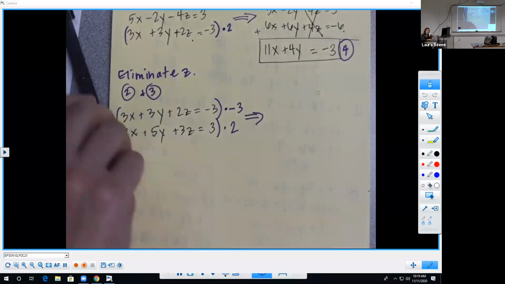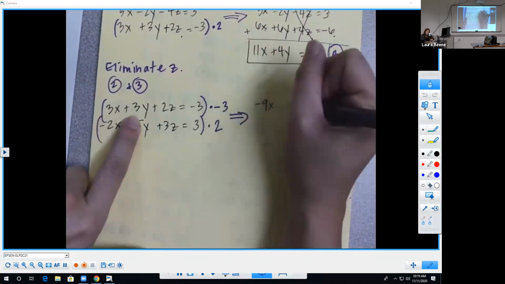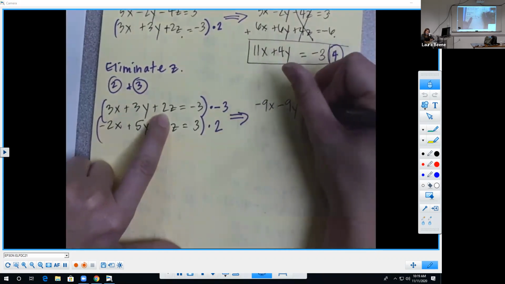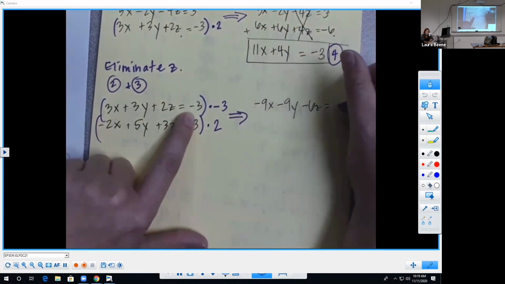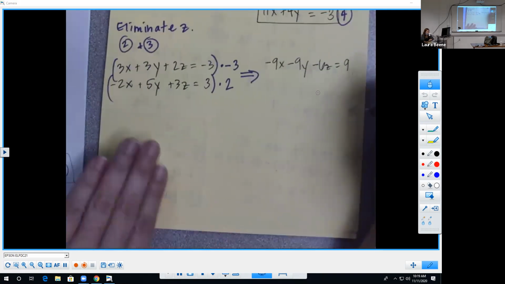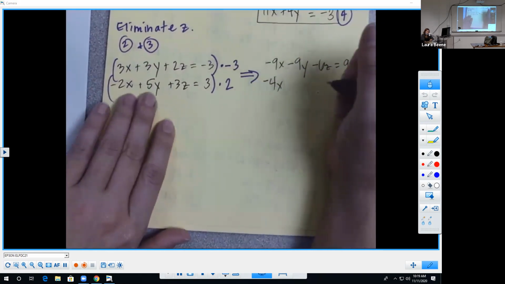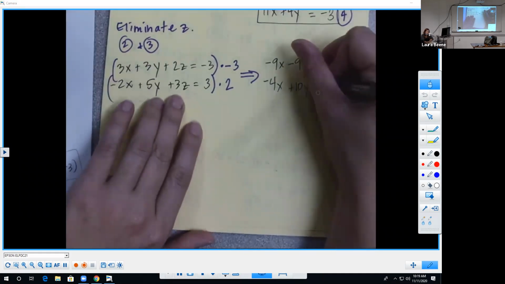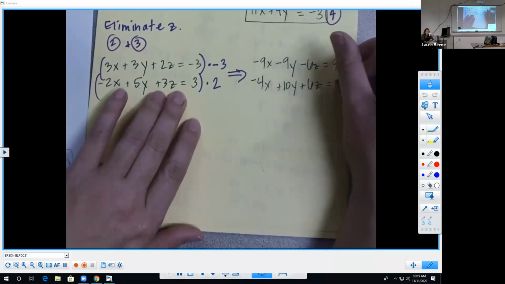And our 2 new equations now are 3x times -3 is -9x. 3y times -3 is -9y. 2z times -3 is -6z. -3 times -3 is +9. The bottom equation, negative 2x times 2 is negative 4x. 5y times 2 is 10y. 3z times 2 is 6z. And 3 times 2 is 6.